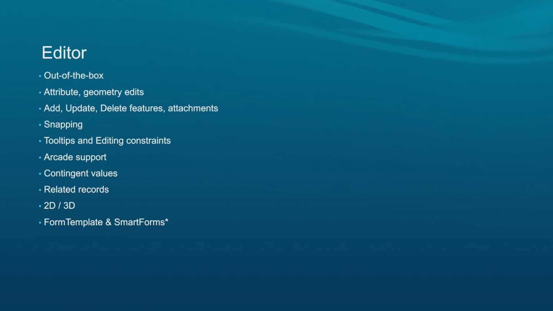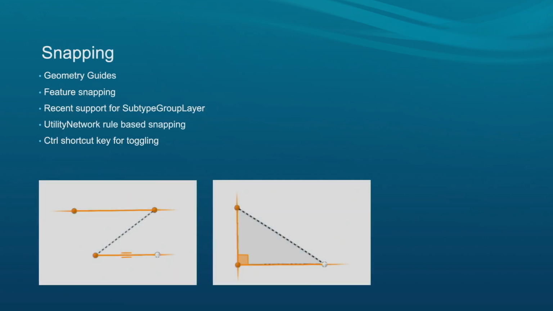Another new feature is related records. We let you browse and edit related records on features as long as your web map is configured correctly, and we can talk about that a little bit more. It relates to a couple points below with FormTemplate and smart forms. And editor supports 2D and 3D. It really doesn't matter whether you're using a map view or a scene view. It all just kind of works without any sort of specific configurations for that.